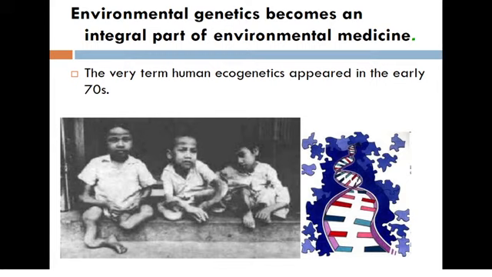Environmental genetics becomes an integral part of environmental medicine. The very term human ecogenetics appeared in the early 17th. Today these are very modern and very interesting directions. These are problems which connect genetics with ecology problems. Especially we can say about this when we think about ecology problems with food, with modulating growth of plants and so on.